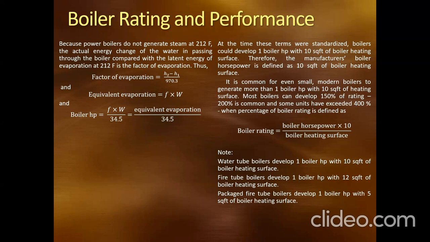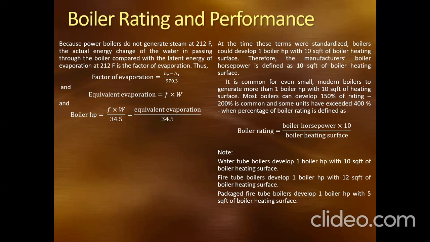It is common for small modern boilers to generate more than one boiler horsepower with 10 square feet of heating surface. Most boilers can develop 150% of rating, 200% is common, and some units have exceeded 400%. The percentage of boiler rating is defined as boiler horsepower times 10 divided by the boiler heating surface.